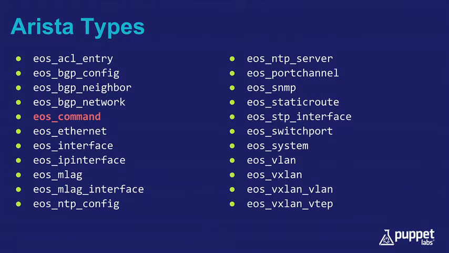As we look at the Arista vendor types, we see some things such as BGP, MLAG, VXLAN, etc. But what I want to call attention to here is the highlighted EOS command. In instances where we do not have an idempotent type defined, we can arbitrarily pass CLI commands directly to the device. Effectively, this is a crutch until we're able to get more of these types defined and provided.